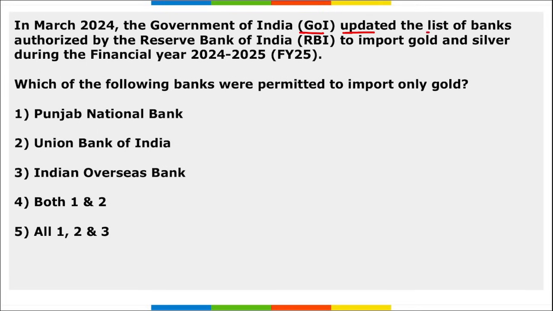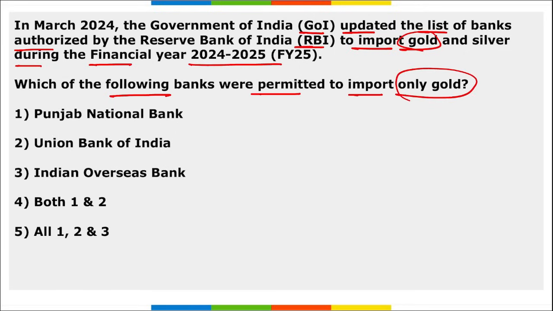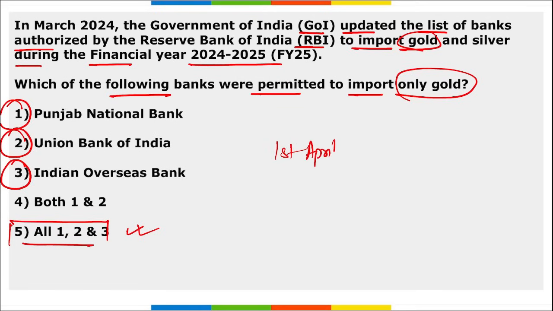Next, the Government of India updated the list of banks authorized by RBI to import gold and silver during the financial year 25. Which of the following banks were permitted to import only gold? There were 3 banks that were permitted to import only gold: Punjab National Bank, Union Bank of India and Indian Overseas Bank. Correct? And this will be with effect from 1st of April 2024. These are the 3 banks that can import only gold.